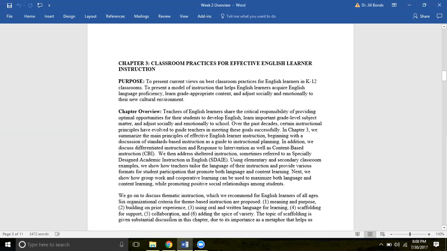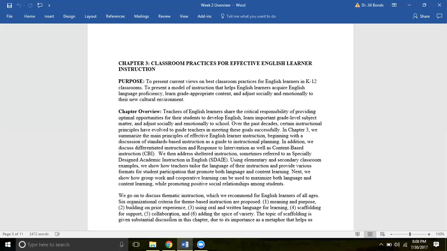Let's go ahead and go to the textbook, Chapter 3, Classroom Practices for Effective English Learner Instruction. The purpose of this chapter is to present current views on best classroom practices for English learners in K through 12 classrooms. It is to present a model of instruction that helps English language learners acquire English language proficiency, learn grade appropriate content, and adjust socially and emotionally to their new cultural environment.